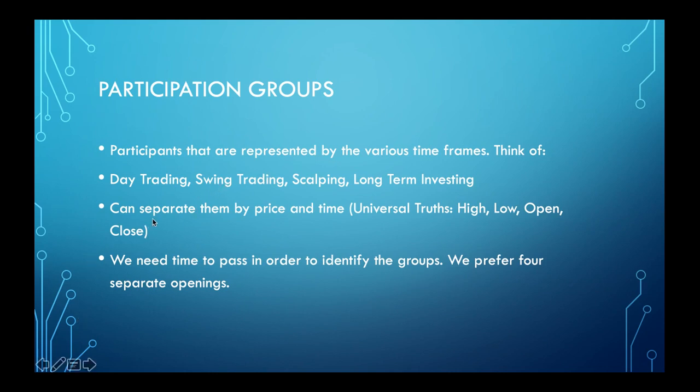So we can separate them by price and time because of the universal truths that are the high, the low, the open, and the close. And since each time frame has a high, a low, an open, and a close, when we do our time frame analysis, we can pick them apart and decide who's participating, who's in control in each different participation group. But we need time to pass in order to identify the groups, and we prefer to have four separate openings. Rob says we don't wait until there's four separate openings, but the more openings we have, the more quantifiable evidence that we have of who is in control at any given time.